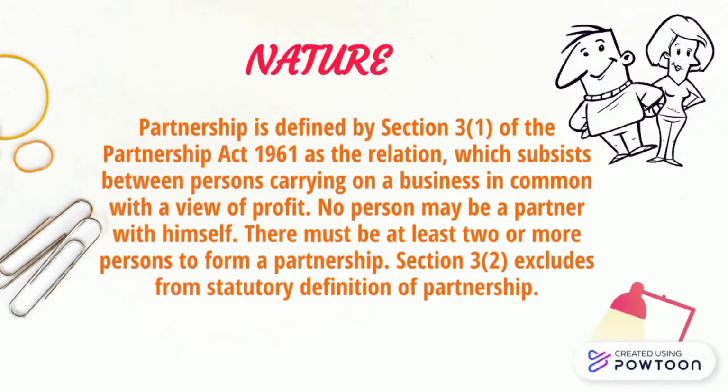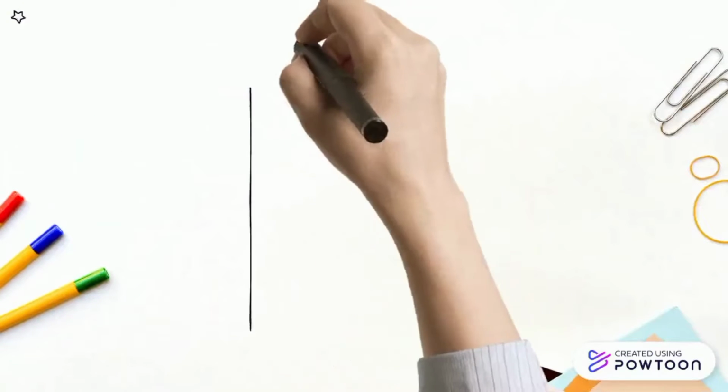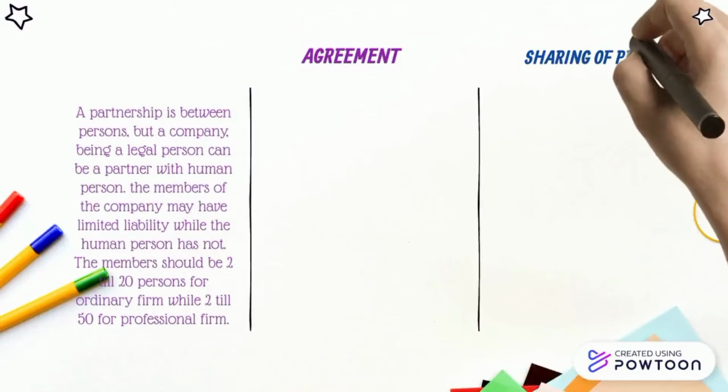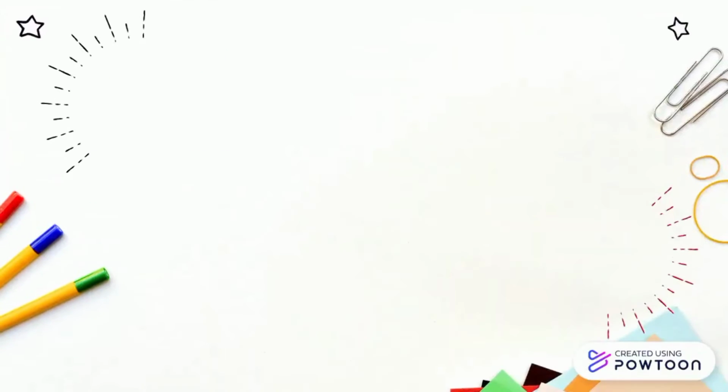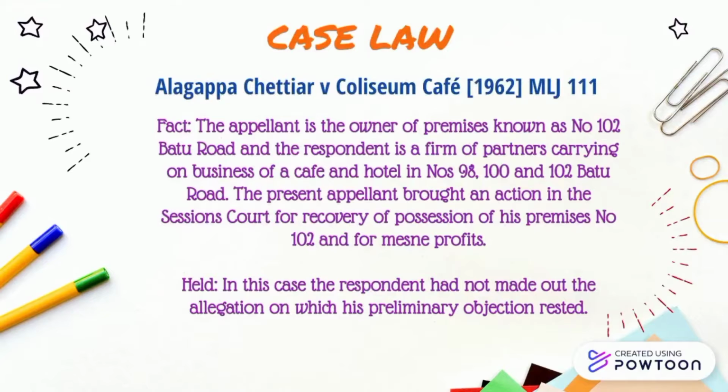Next is the nature of the partnership, which is defined under Section 3, Subsection 1 of the Partnership Act 1961. Next is the two or more persons or agreement and also the sharing of profit. This can be illustrated in the case of Alagappa Chettiar against Coliseum Cafe.